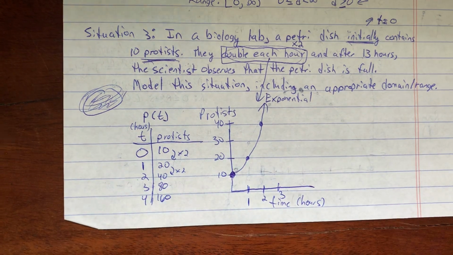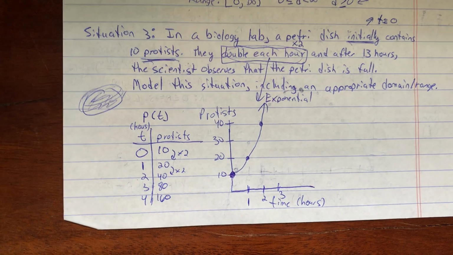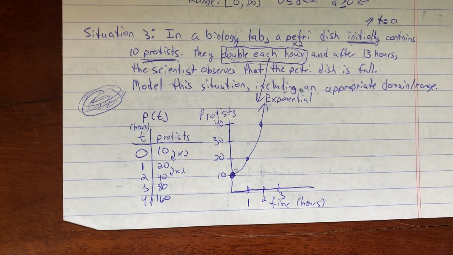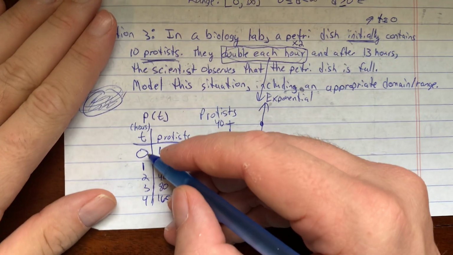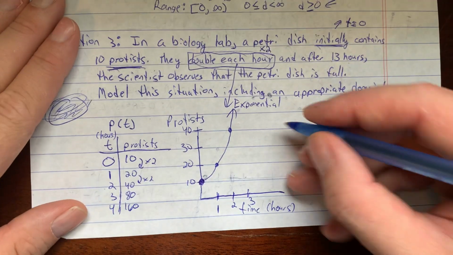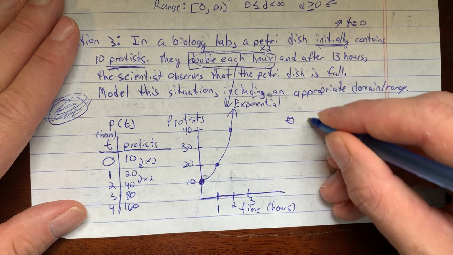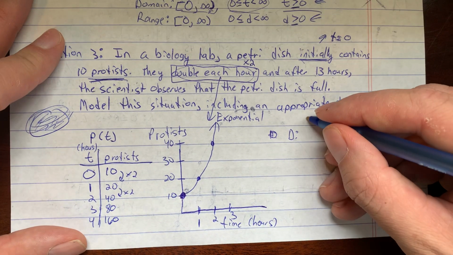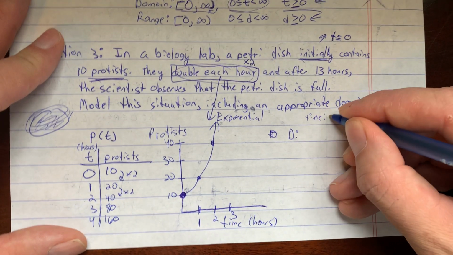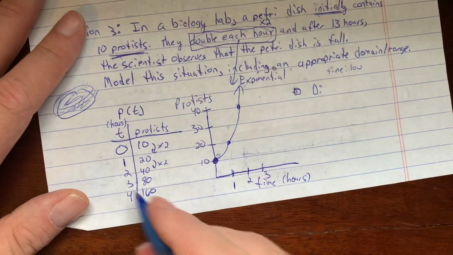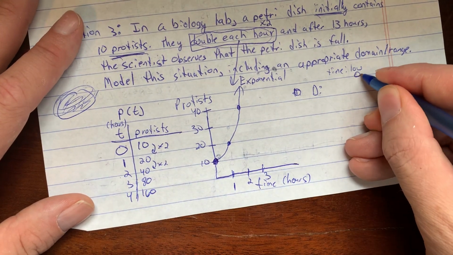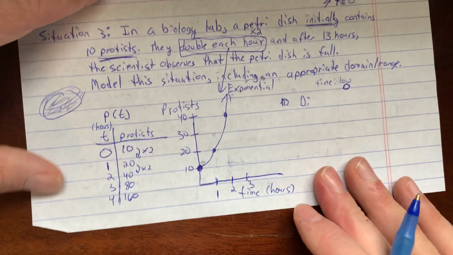Now, maybe I shouldn't have connected it. I do need to think about whether this is discrete or continuous. So let's think about the time first. Is there a lowest amount of time? So I'm going to come up with the domain. And so I want to think, what is the lowest amount of time I could have? And obviously that's 0. There's no negative time before we started.